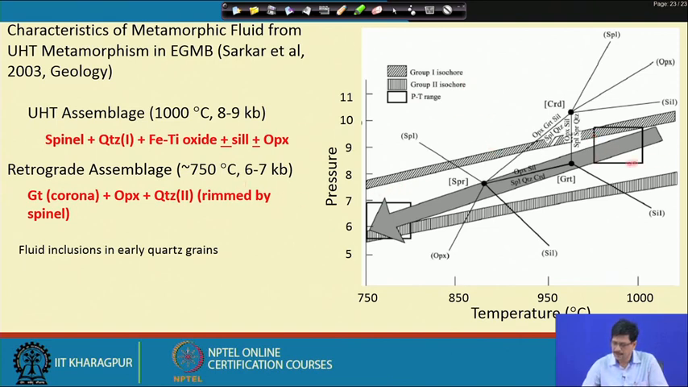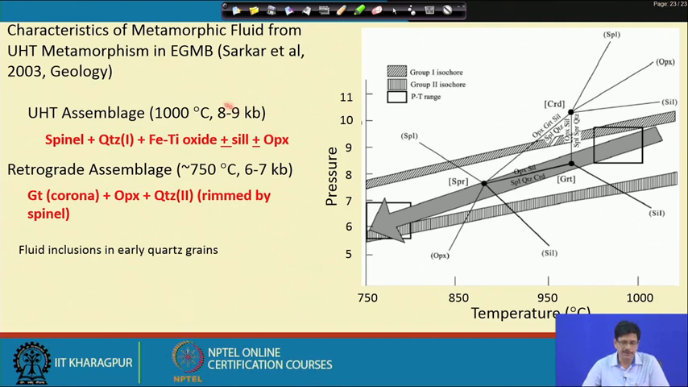So, here we see that from phase petrologic considerations there were two different conditions which are deciphered. The peak metamorphic conditions are almost about 1000 degrees Celsius and about 8 to 9 kilobar, and they are represented as ultra high temperature metamorphism, indicated by the presence of spinel, and sometimes such environments are also indicated by minerals such as sapphirine.